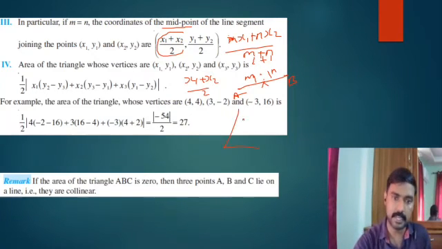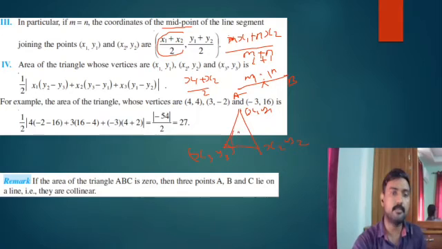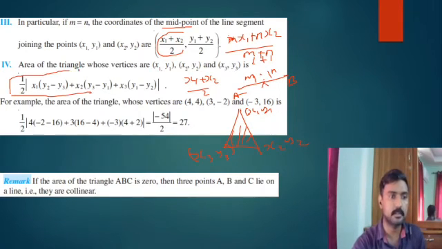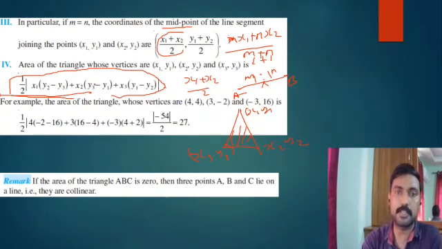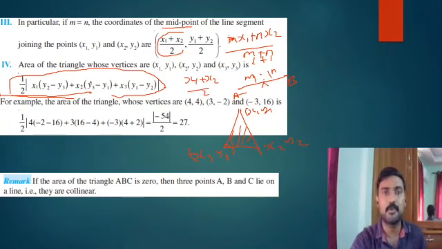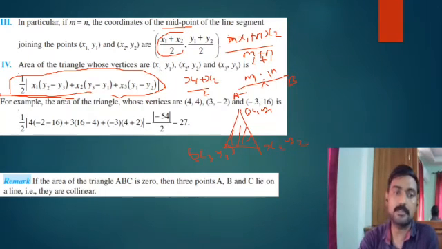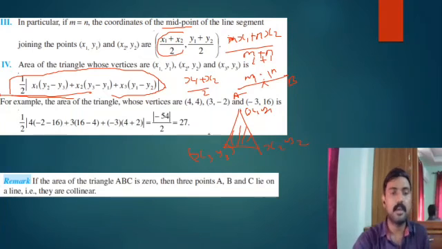Suppose a triangle is there and its points are given: x1, y1, x2, y2 and x3, y3. These 3 points are given, so we can find the area of this triangle by using this equation: 1 by 2 into x1 into (y2 minus y3) plus x2 into (y3 minus y1) plus x3 into (y1 minus y2). Okay. And one more thing is there.